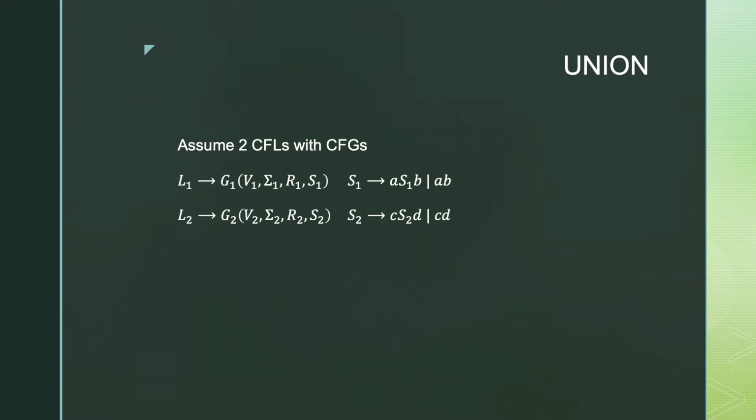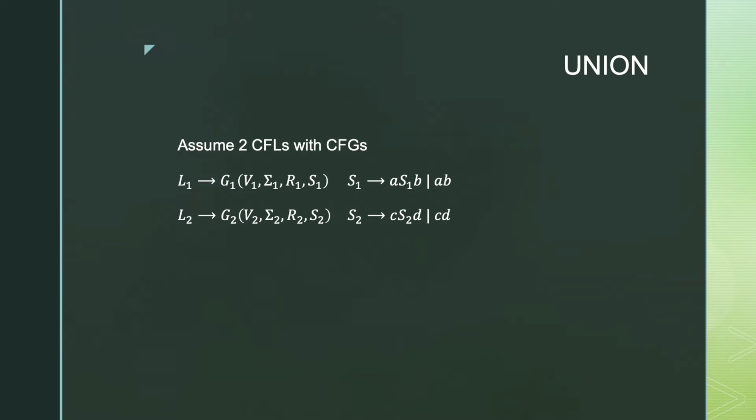What you can see is that S1 produces the non-terminal A, the terminal A, the non-terminal S1, the terminal B, or the terminal A and the terminal B. And what this means is that we are producing all the strings which have an equal number of A's and B's, where A is always followed by B.